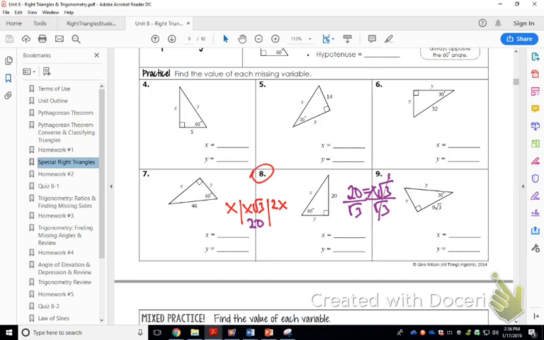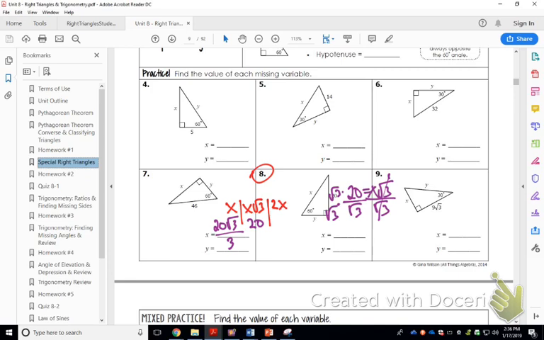And again, we will need to do what? Multiply by that square root of 3. Very good. So that gives us 20 square root of 3 over 3. Okay, that's all your x. So that's your short leg.